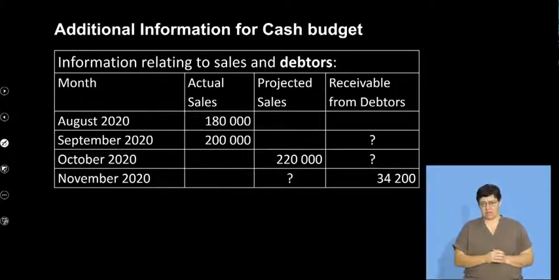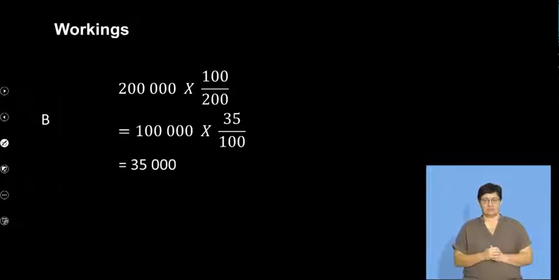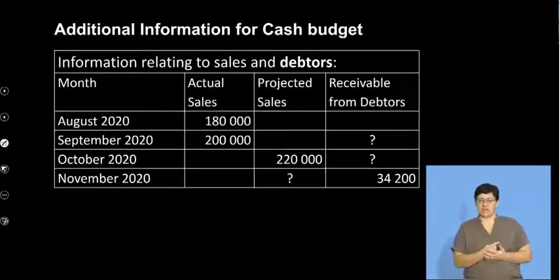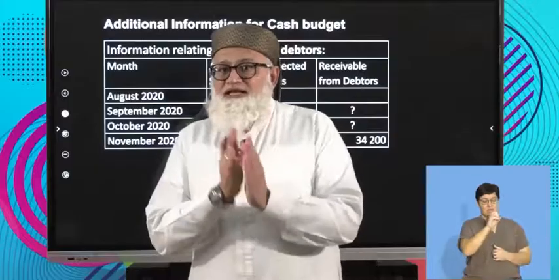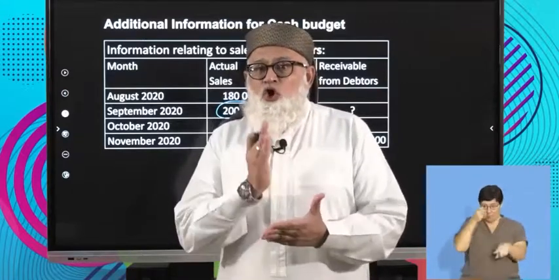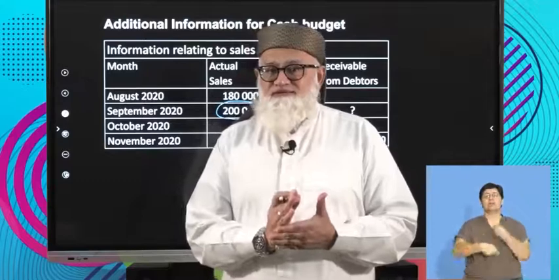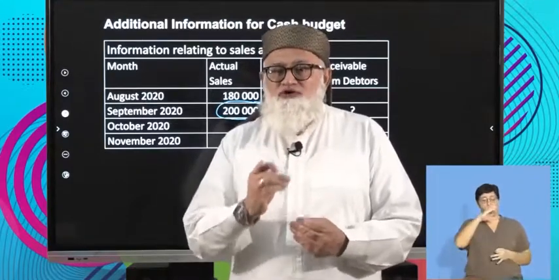Okay, so now what do we know? This is the information that we have, right? And we want to calculate our B. So immediately we say, fine, let's look at our September figure of 200,000. There's your actual sales figure, 200,000. Now remember, when it comes to payments to creditors, you need to determine your cost of sales. Very important. Determine your cost of sales.